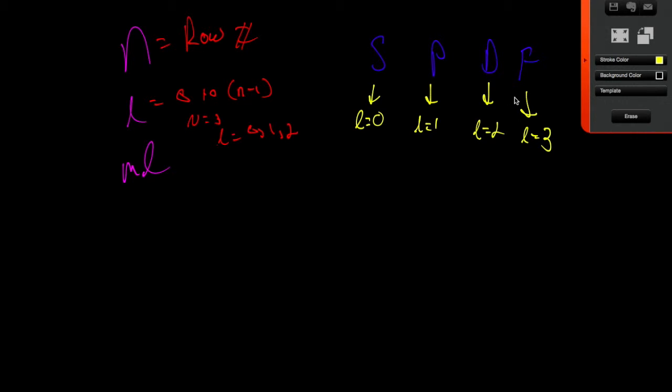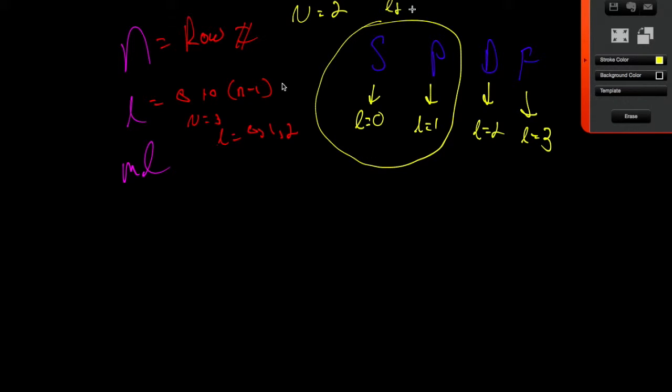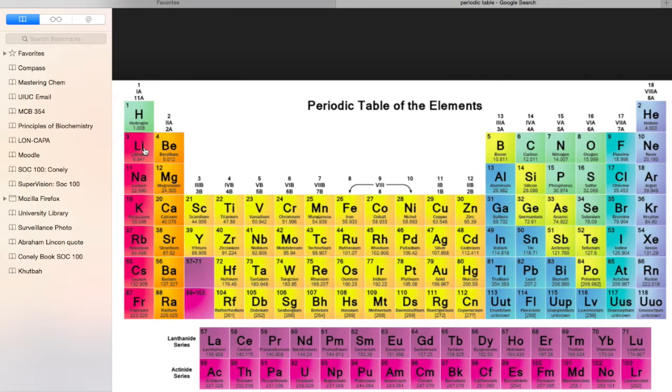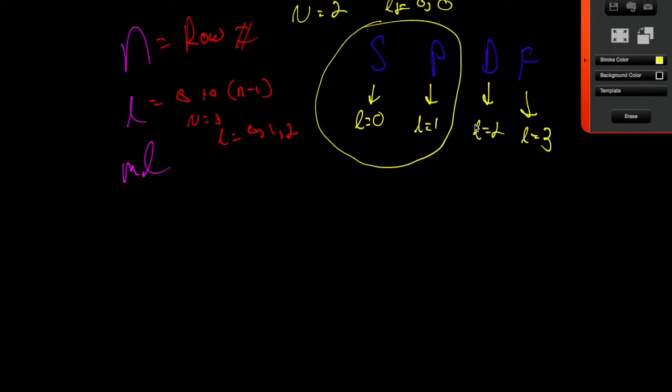Now again, in this video, we're mainly going to be dealing with S and P. Okay, but just keep in mind. So for instance, if you said n is equal to 2, which means L could be 0 or 1. Let's just take a look. Right? So n is equal to 2. We look at the second row in the periodic table, and it just so happens that the S zone as well as the P zone are both present. Okay? So that's just a way to think about it.